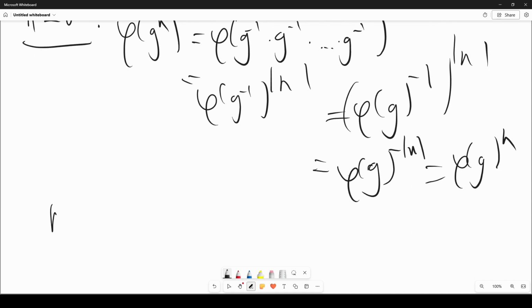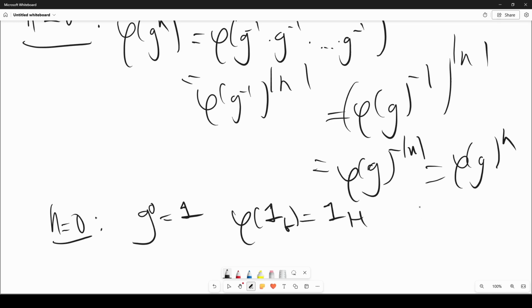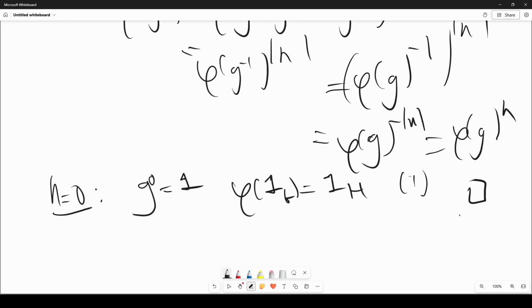And of course, if n equals 0, we just say g to the 0 is 1, and we already know that phi of 1_G equals 1_H by property 1. That covers all of our cases there.